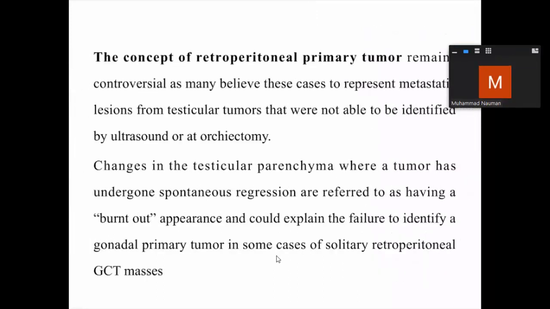The concept is difficult, as shown in this slide. For example, a patient has testicular intratubular germ cell neoplasia inside the seminiferous tubules. The concept behind the retroperitoneal primary tumor is that the primary focus is inside the testis and it has a metastatic deposit inside the retroperitoneum. We primarily diagnose it as a retroperitoneal primary tumor, but the primary tumor is inside the testis, and we are not able to identify it.